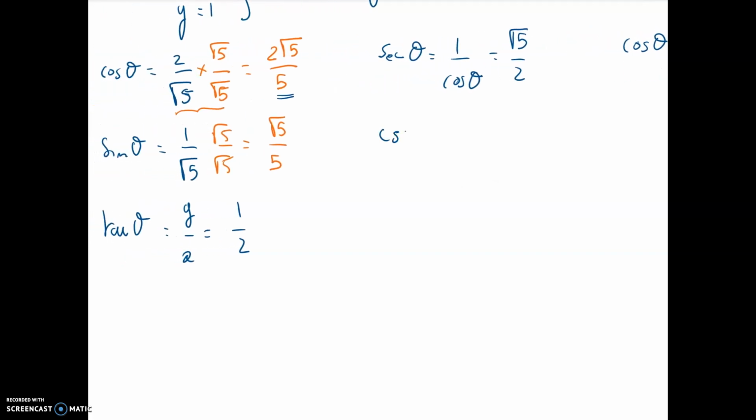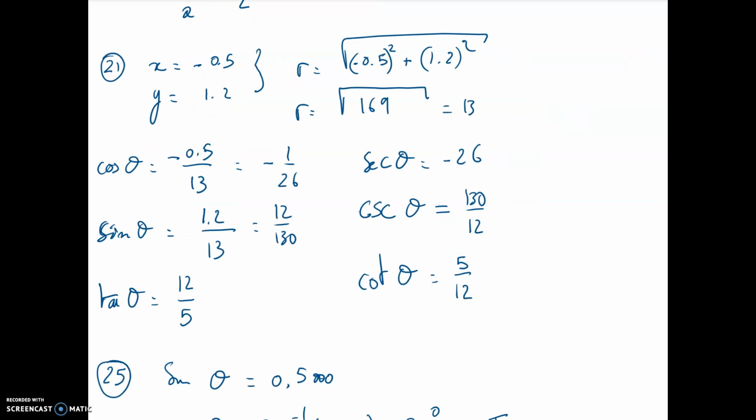The cosecant of my angle, which is 1 over sine of my angle theta, is going to be finally square root of 5 divided by 1, which is square root of 5. And the cotangent of my angle, which is 1 over tangent, in that case 2 divided by 1, is going to be equal to 2.